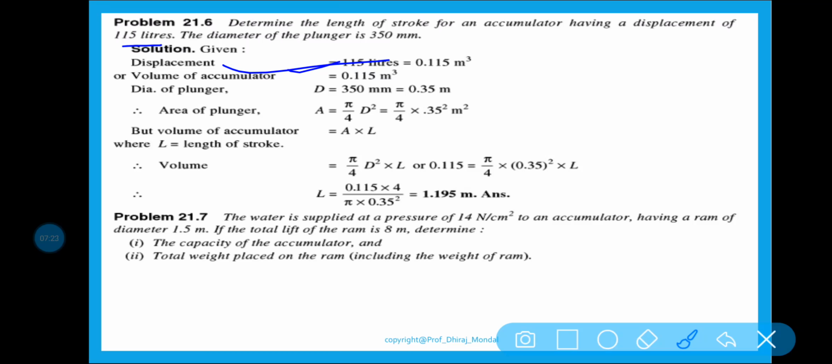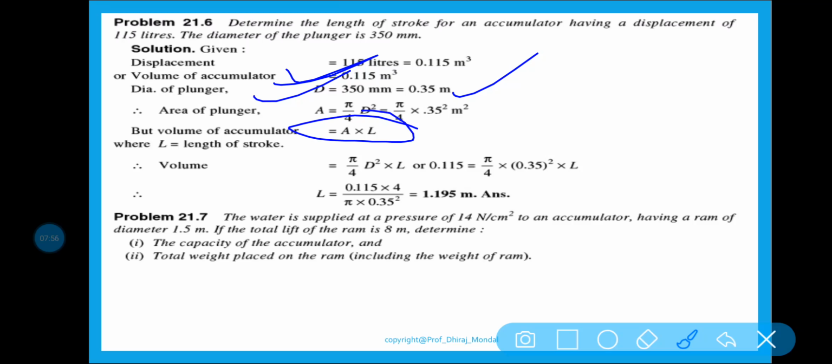So the displacement or volume of the accumulator is 0.115 meter cube. Diameter of the plunger is given as 350 mm, so 0.35 meter. So the area of the plunger, area is equal to pi by 4 d square. So volume of the accumulator, A into L, we know, area into stroke length. So the length of stroke you need to find out.